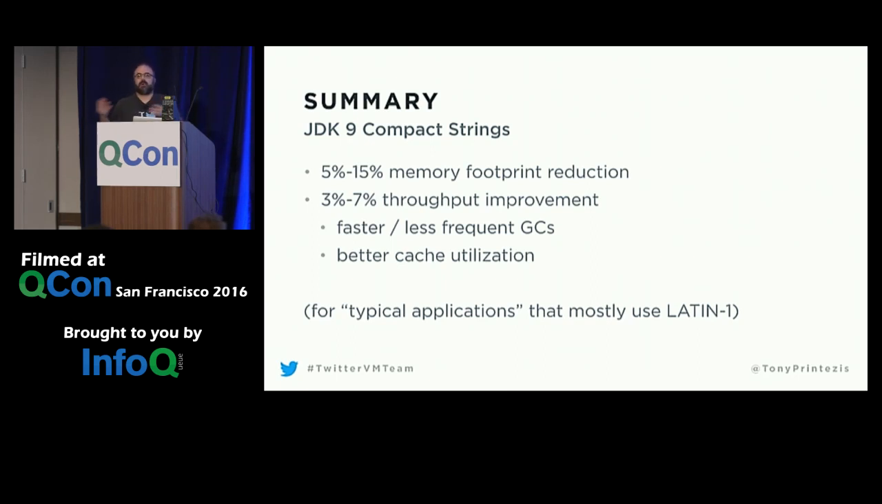Your mileage might vary depending on how heavily you use strings. And they also observe a 3.7% throughput improvement. And this is because of 2 reasons. First, the GCs are faster and less frequent. They're less frequent because now the strings are smaller, so it takes longer to fill up the young gen, right? And they're faster because they copy less, because now you don't have to copy 16 bits per character. And also, the main reason for the throughput improvement, I believe, is better cache utilization. Now you can fit many more characters into a cache line than before, so you decrease the number of cache misses.